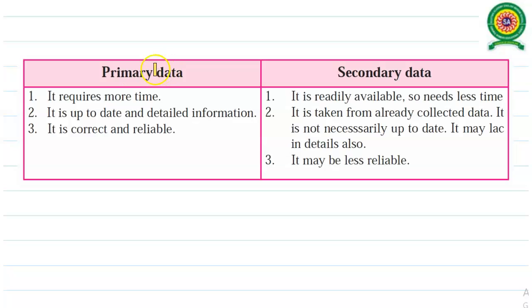So now, what is the difference between the primary data and the secondary data? Primary data requires more time, while secondary data is readily available, so needs less time. Primary data is up to date and detailed information, while secondary data is taken from already collected data, so it is not necessarily up to date, and it may lack in the details also. Now, primary data is collected and reliable, and secondary data may be less reliable.